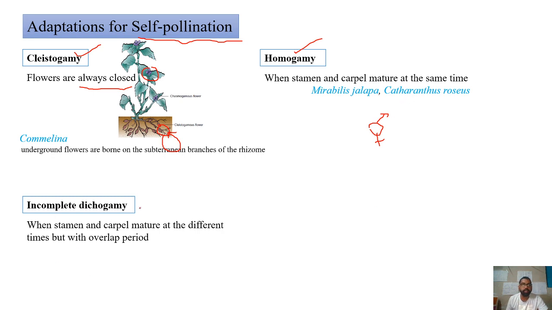In the case of incomplete dichogamy, the maturation will be at different times. The male reproductive system and female reproductive system mature at two different times. But if you take the maturing time for the male and the maturing time for the female, somewhere there will be an overlap between these two time periods. Here, self pollination will be more. That is incomplete dichogamy.